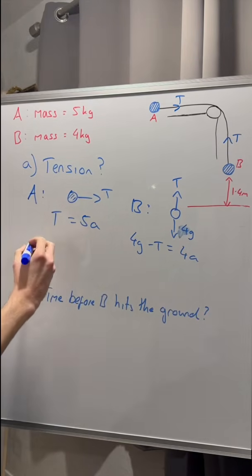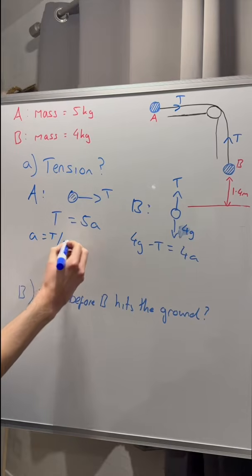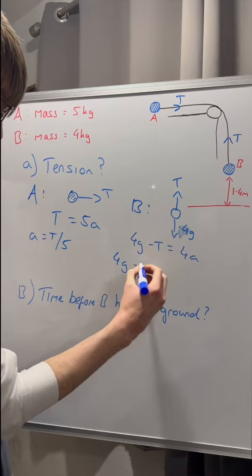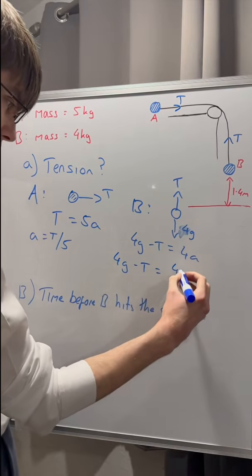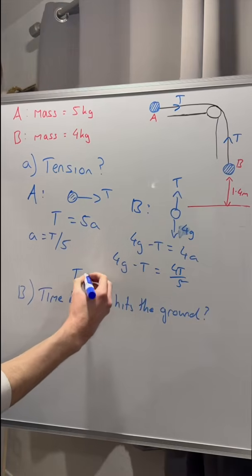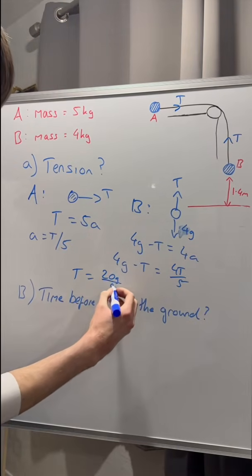I want to find T, so let's get rid of a. Let's say that a is equal to T divided by 5. Throw that in here, and I get that 4g minus T equals 4T over 5. And if I rearrange that, take out a T, I get that T is 20g over 9.